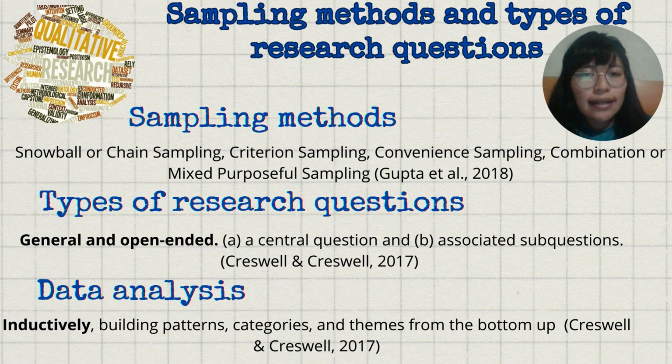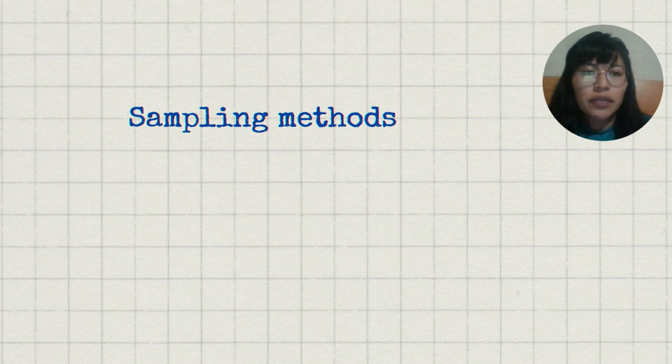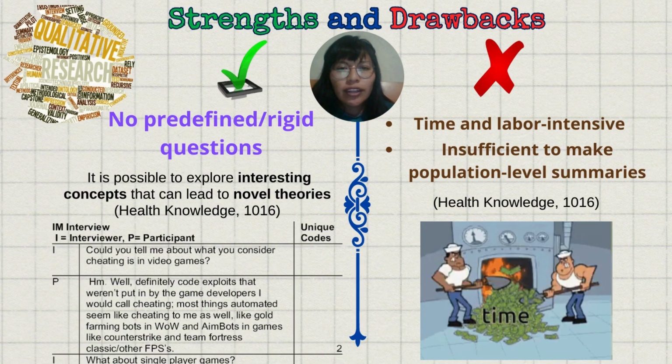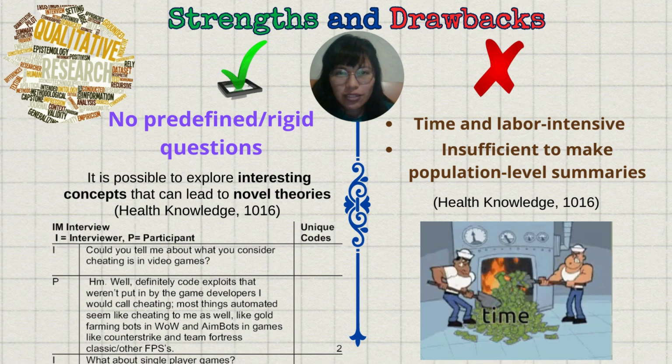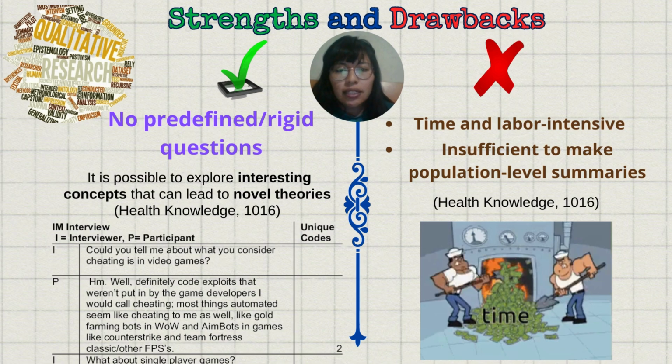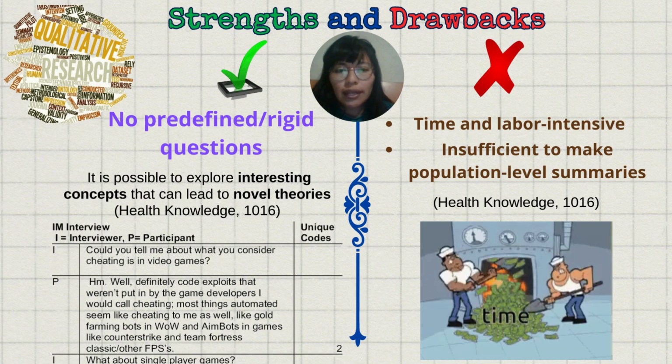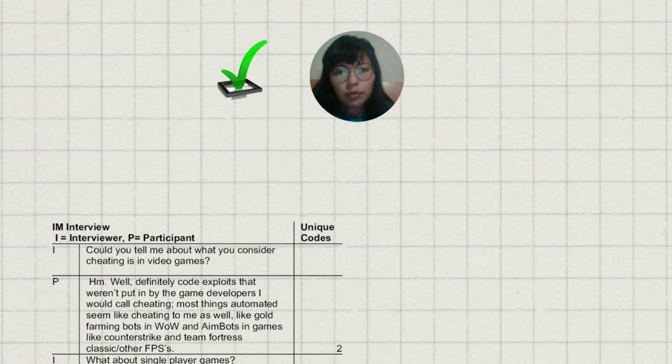And finally, the data analysis is carried out inductively, which means that it is analyzed from particular issues to general issues. One positive point: as we do not have a rigid format or closed questions, we can get to know more in depth our participants' beliefs and perceptions, and that could take us to new theories. But one drawback is that it could be a time, resource, and labor intensive journey, and it could also be insufficient to make a population-level summary. That is to say that these studies usually cannot be reproduced in other populations.